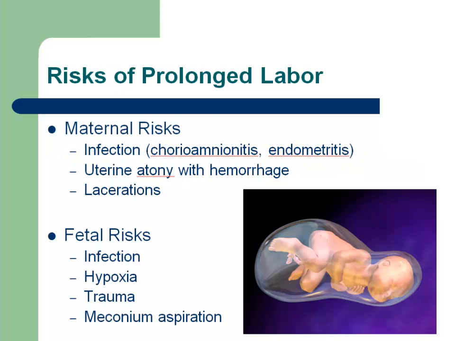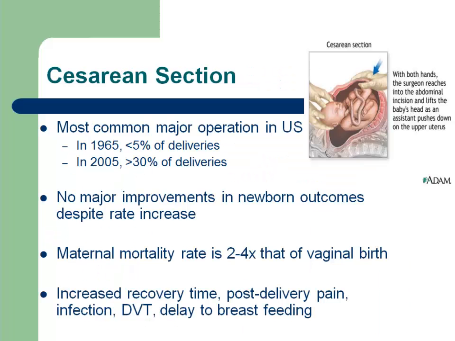The risks of dystocia largely come from the associated prolongation of labor. Maternal and fetal risks from a prolonged labor are listed here. If patients are unable to proceed with labor due to dystocia, the fetus is delivered via a cesarean section. Cesareans have become very common in the last 20 years, although no improvement in neonatal outcomes has been seen with the increased C-section rate. C-sections present a higher risk to the mom and lead to a longer recovery compared to a vaginal delivery.